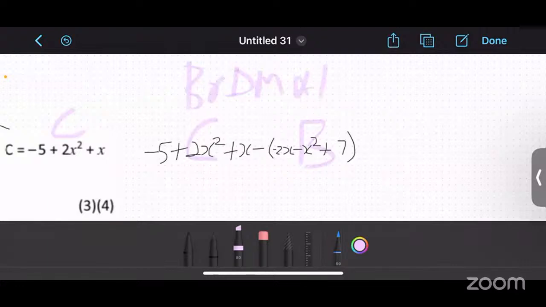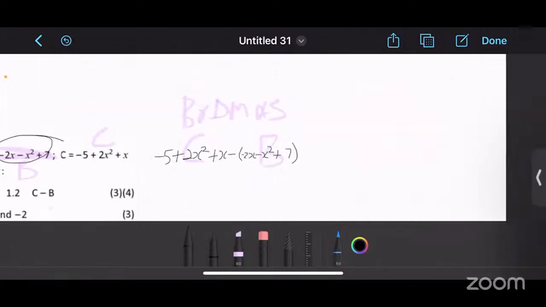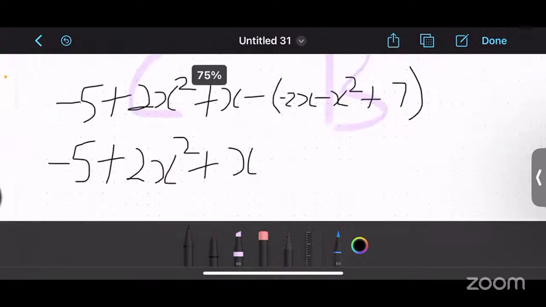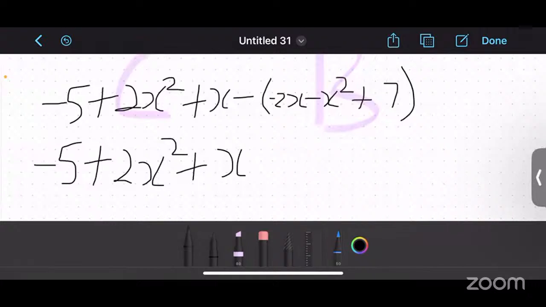First things first, remember BODMAS instructs us to remove the brackets. So we make sure the brackets are removed. You just copy everything but remove the brackets. So we have minus 5 plus 2x squared plus x. When there's a sign before the bracket, we multiply that sign with all the signs inside. A negative multiplied by a negative is positive.